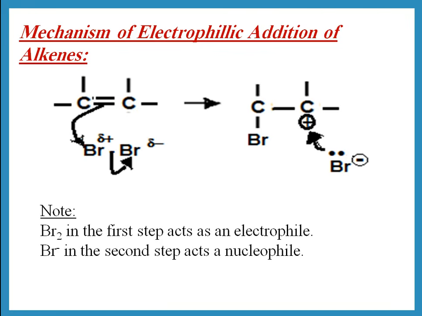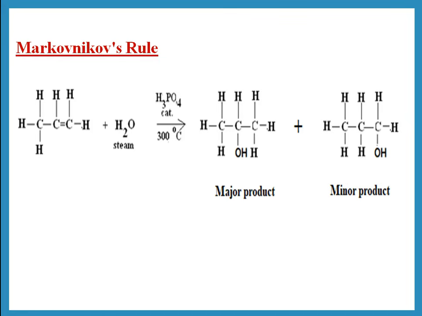Now remember, the first step where I have the double bond attacking the Br2, in this case the Br2 is acting as an electrophile. Remember we said electrophile means something that accepts electrons. So it is taking the electrons from the double bond. In the second step, the Br minus is attacking the carbocation, so the Br minus is acting as a nucleophile, and we said a nucleophile is something that has extra electrons.